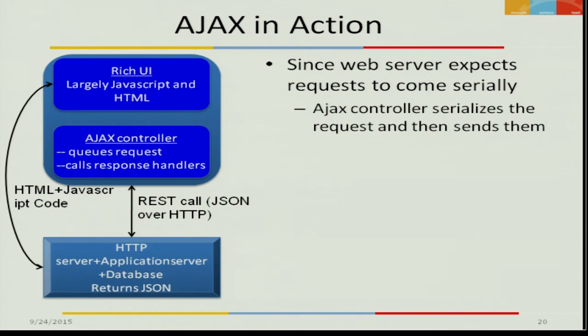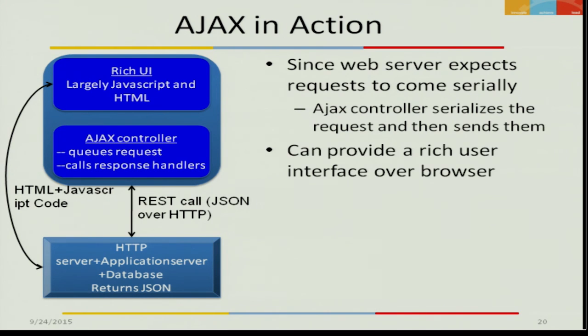Now, the model of the HTTP server is that it expects requests to come serially, and it needs to process them one after another. So what AJAX does is it queues a set of requests in its own internal queue and then sends them one after another.